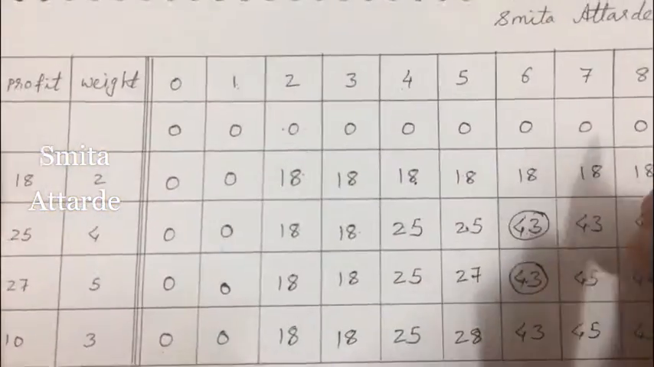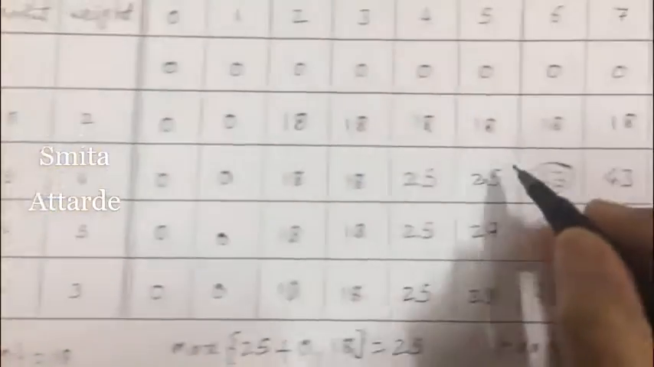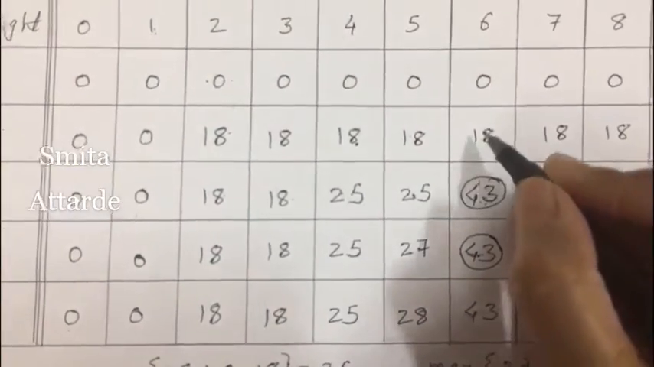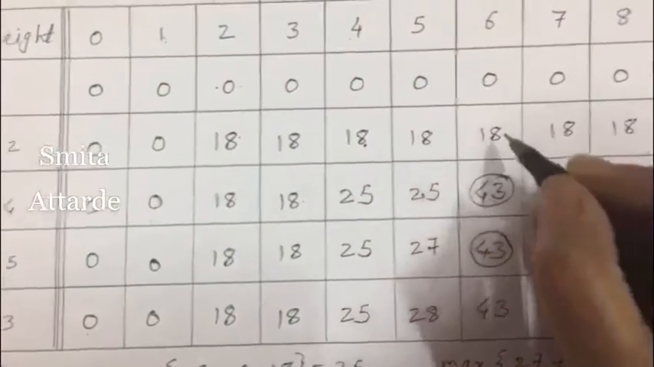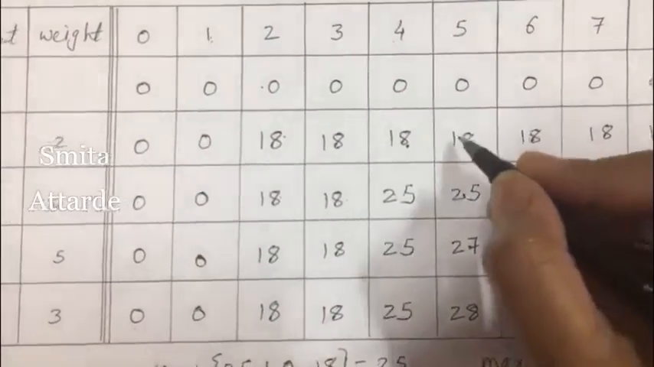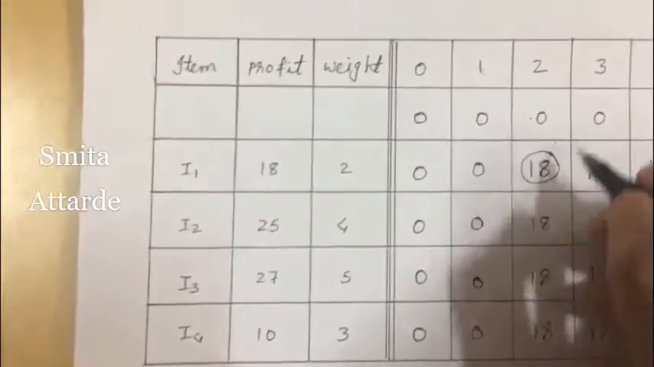Okay, now we are here. Now the weight of this item is 4. So we'll repeat the process. Go one row above and 4 steps behind. Weight of this item is 4. So one row above and 4 steps behind. So 1, 2, 3, 4. So this is 18.